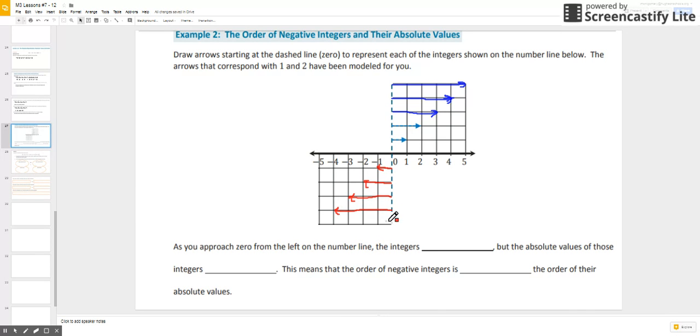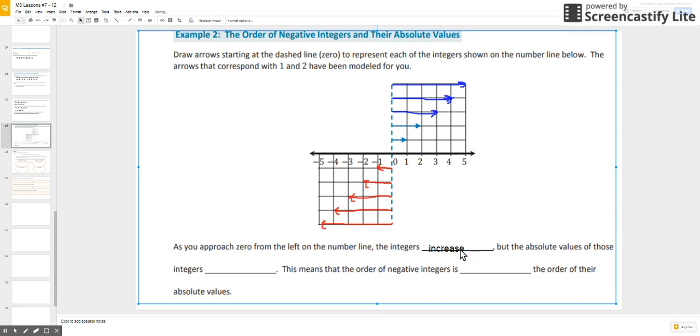All right, based on this model here, let's look at what they say. As you approach 0 from the left on the number line, the integers blank, but their absolute values of those integers blank. So as we approach 0 from the left, the integers what? The integers are increasing, or getting bigger. So the integers increase. So as you're going from left to right, the integers increase in value.